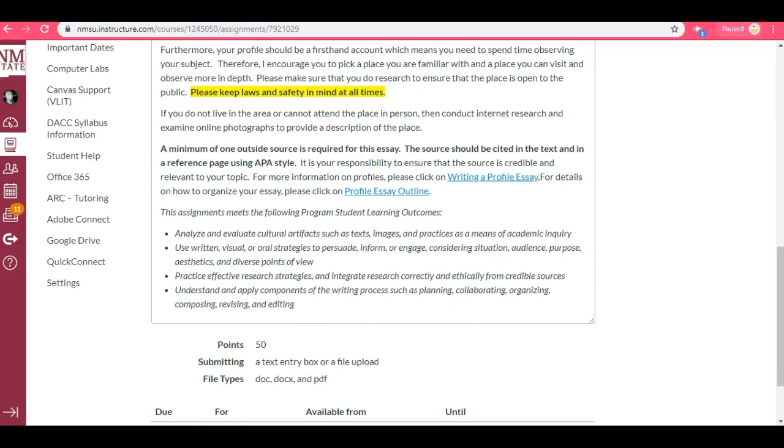And you will need a minimum of one outside source, and this source should be cited using APA style. It should be cited in the text and in the reference page as well. I do have some sources that I provided for you. The first one is this one, writing a profile essay.